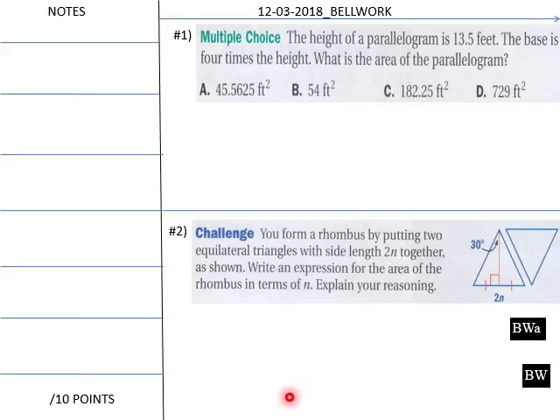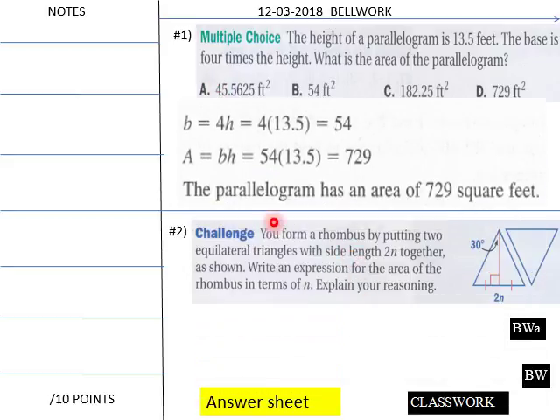Welcome back. For your solutions for today's bell work, here it is for number 1. Area is base times height, 54 times 13.5, so the base is 4 times the height, so 4 times 13.5 is 54. So 54 times 13.5, there's your square footage here.